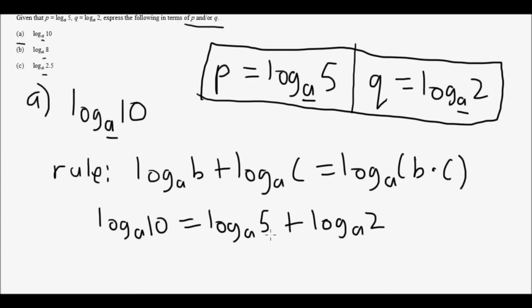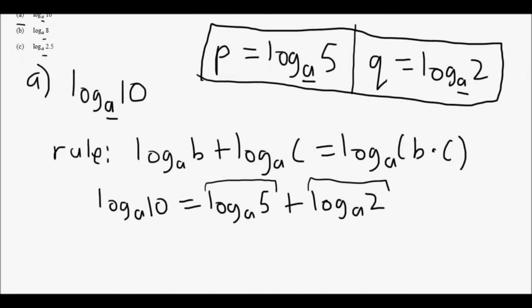We're not done because it's asking us to express the following in terms of P and or Q. So there's no P and or Q here. So what we have to do is substitute these values for their respective variables. And to do that, we quite simply just substitute. So log_a 10 is going to equal P plus Q. And that's our answer, P plus Q.